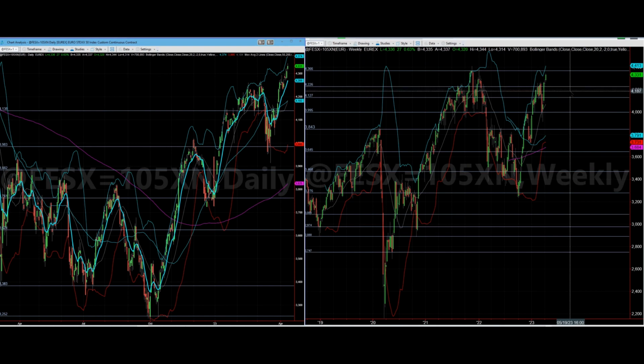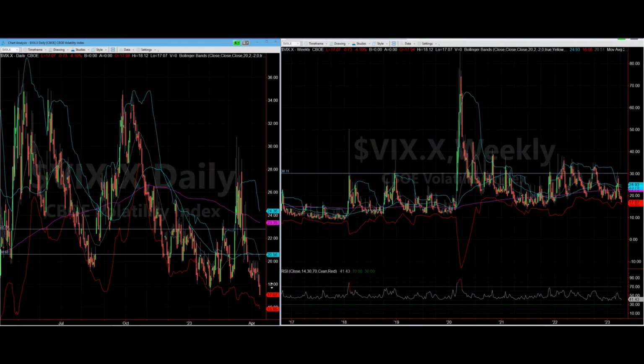But I think for next week, still absolutely no reason to sell the market now. It's not giving you any technical reason to do anything but buy it on a dip. You can see how VIX finished on Friday, basically the lowest close we've had in 2023.